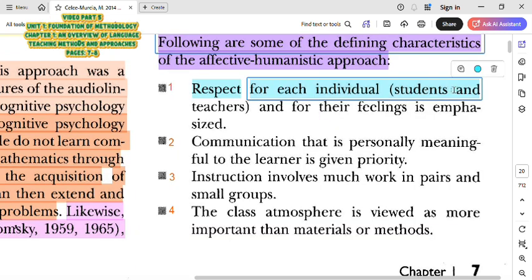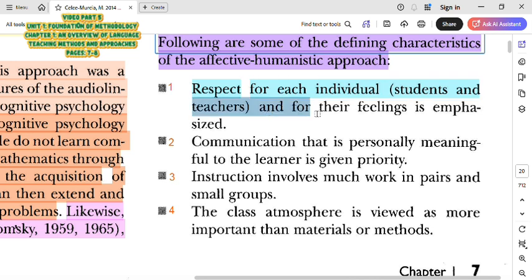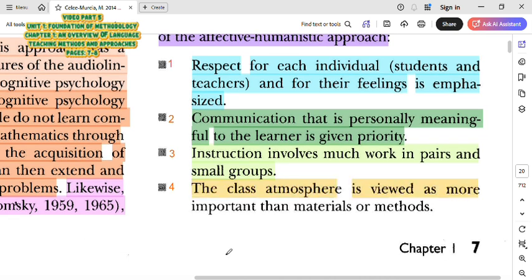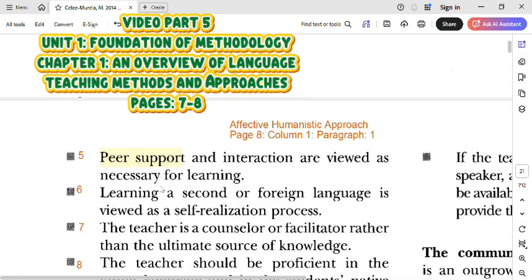Bullet point 1. Respect for each individual (students and teachers) and for their feelings is emphasized. Bullet point 2. Communication that is personally meaningful to the learner is given priority. Bullet point 3. Instruction involves much work in pairs and small groups. Bullet point 4. The class atmosphere is viewed as more important than materials or methods. Page 8, column 1, paragraph 1. Bullet point number 5. Peer support and interaction are viewed as necessary for learning. Bullet point 6. Learning a second or foreign language is viewed as a self-realization process.